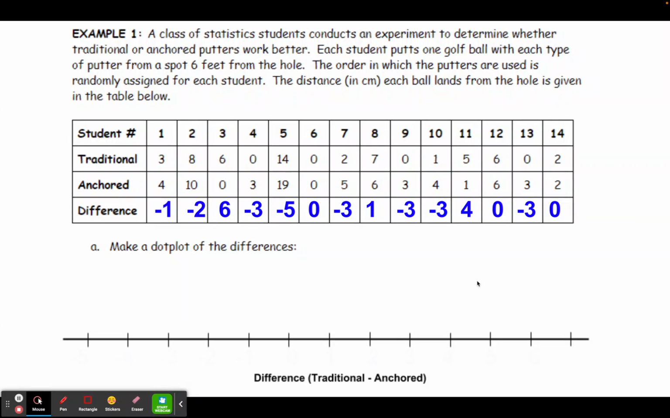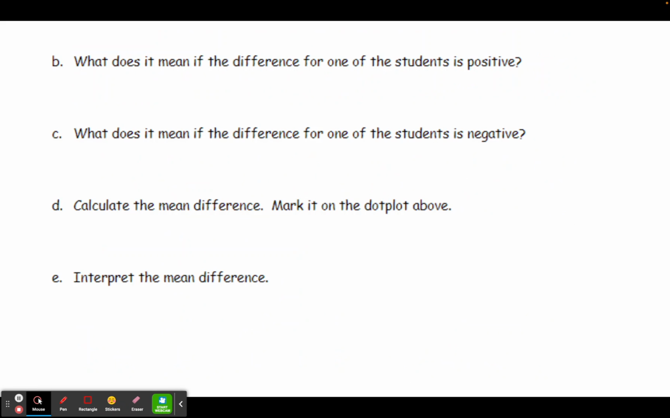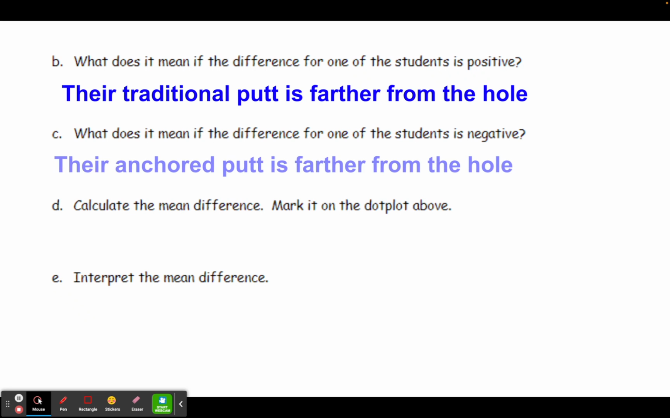Now we're going to make a dot plot of those differences. So I'll number my scale, and then I'll just make a quick dot plot there of only the differences. Now for part B, it asks, what does it mean if the difference for one of the students is positive? As we already mentioned, that means that their traditional putt was farther from the hole. And if the difference was negative, that means that their anchored putt was farther from the hole. We had some positives and some negatives.